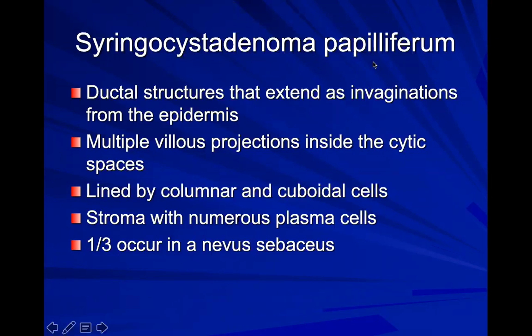And so a syringocystadenoma papilliferum has ductal structures that extend as invagination with multiple villus projections. So we'll see what that means in a second. You can either be lined by columnar or cuboidal cells, and you got lots of plasma cells in the stroma. A third of these occur in association with a nevus sebaceous.